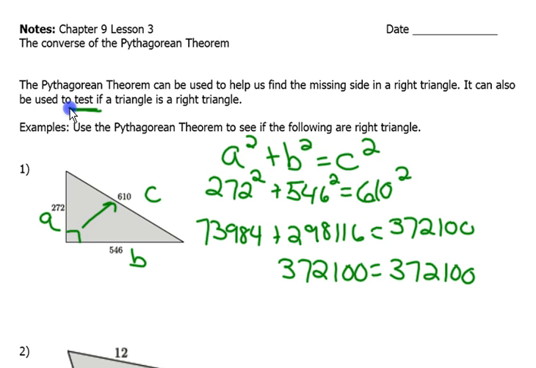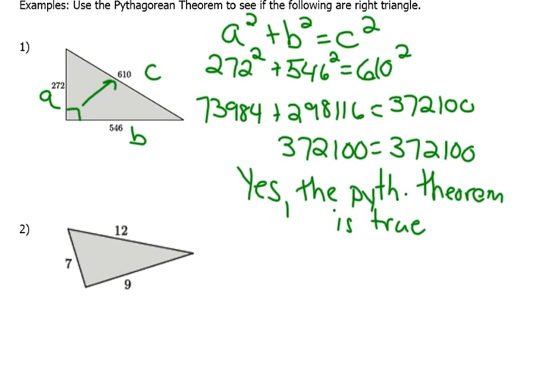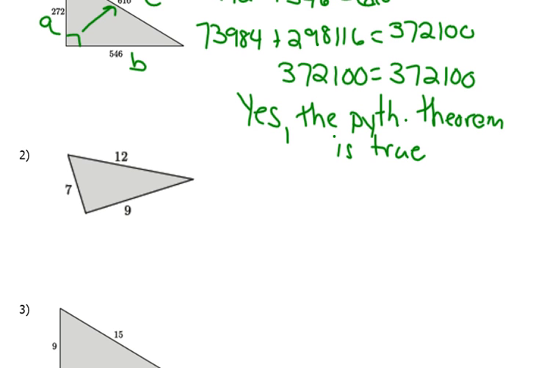So is it a right triangle? Yes. The Pythagorean theorem works or is true. If I had gotten something different, if these two numbers hadn't matched, then it would have been no, it's not. Now, I'm going to show you a little bit of a different way. Some people like to just use the A and the B and figure out what C is and then check to make sure that it actually matches.